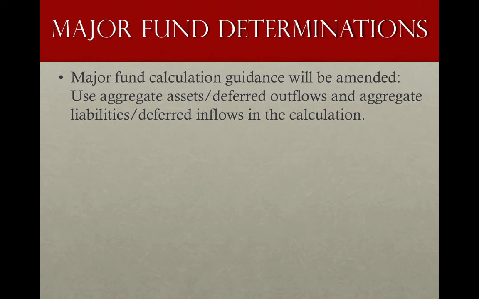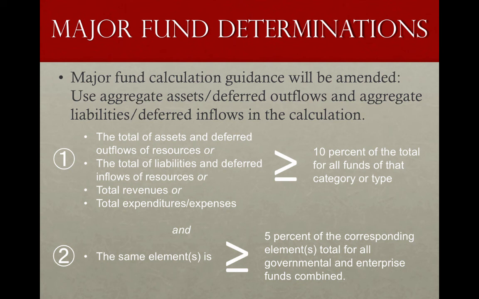Something else that is affected by the reporting of deferrals is the determination of what governmental and enterprise funds are required to be reported as major under GASB Statement 34 and therefore reported on the face of the financial statements in their own column. As you will recall, if assets or liabilities or revenues or expenditures or expenses were equal to 10% of the total for all funds of that category or type, so for all governmental funds or for all enterprise funds, and that same element was greater than or equal to 5% for all governmental and enterprise funds combined, then it was required to be reported as a major fund and therefore shown in its own column on the face of the governmental fund or enterprise fund financial statements.